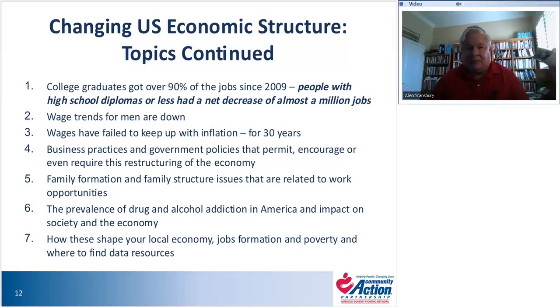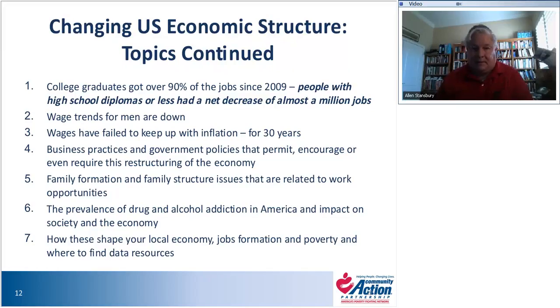Something new that we have never covered before in our previous webinars and workshops is the prevalence of drug and alcohol addiction in America and its impact on society and economy, and how these shape your local economy, jobs formation, and poverty, and where to find data resources. And on that last note, at the bottom of each of our slides we give you a graphic or some sort of statistical information. I have attempted to place at the bottom the web link to where you can find that information and how you can drill down to your own local community to find out more specifically about how these impact your location. Going on to the next slide.